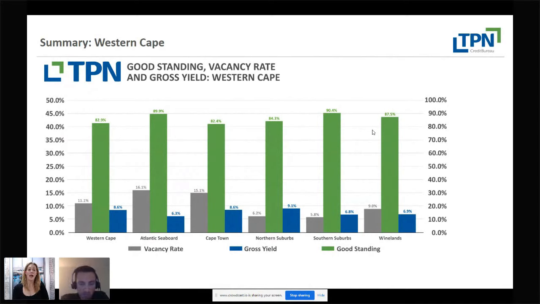Those are the blue bars. And you can see that the Western Cape as a whole has, for sectional title property, a gross yield of 8.6%.